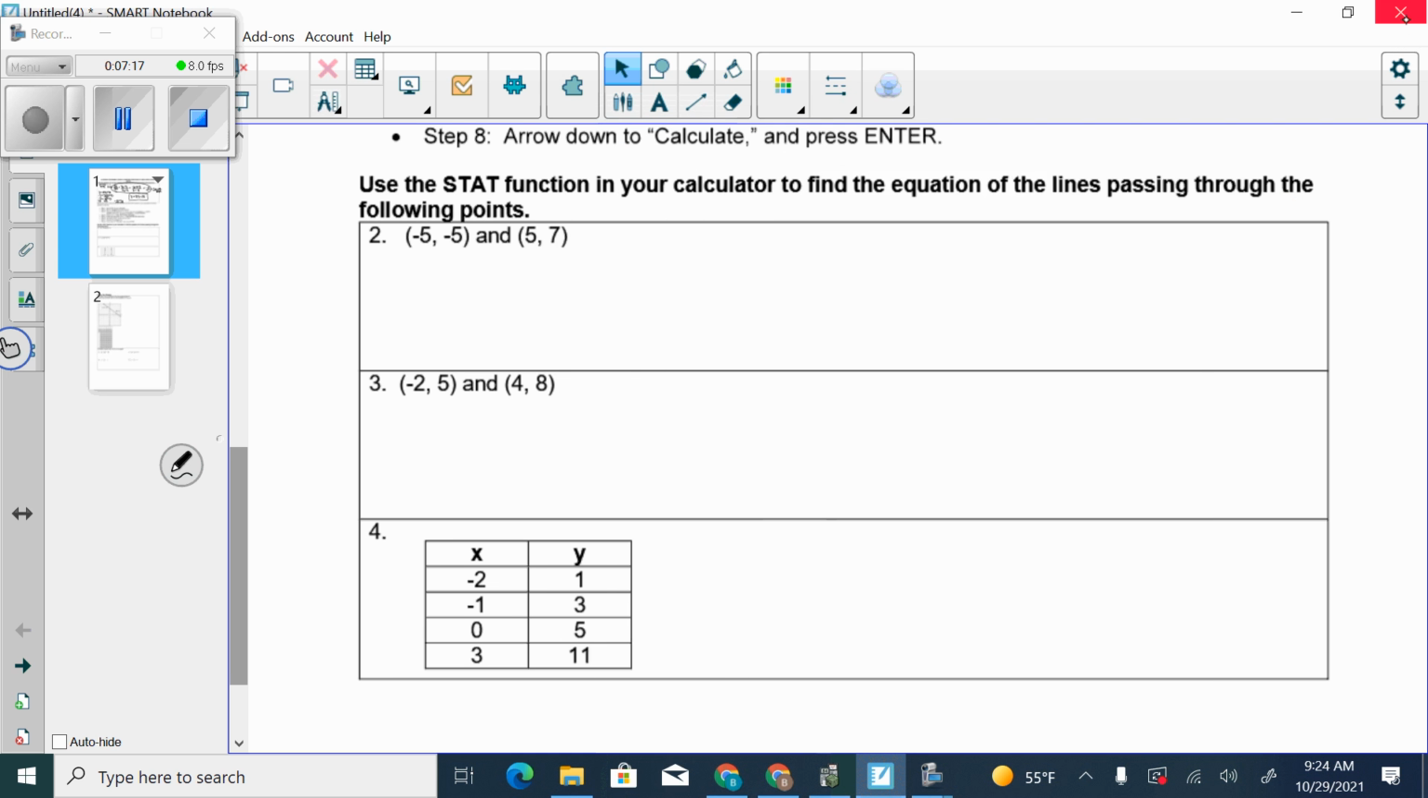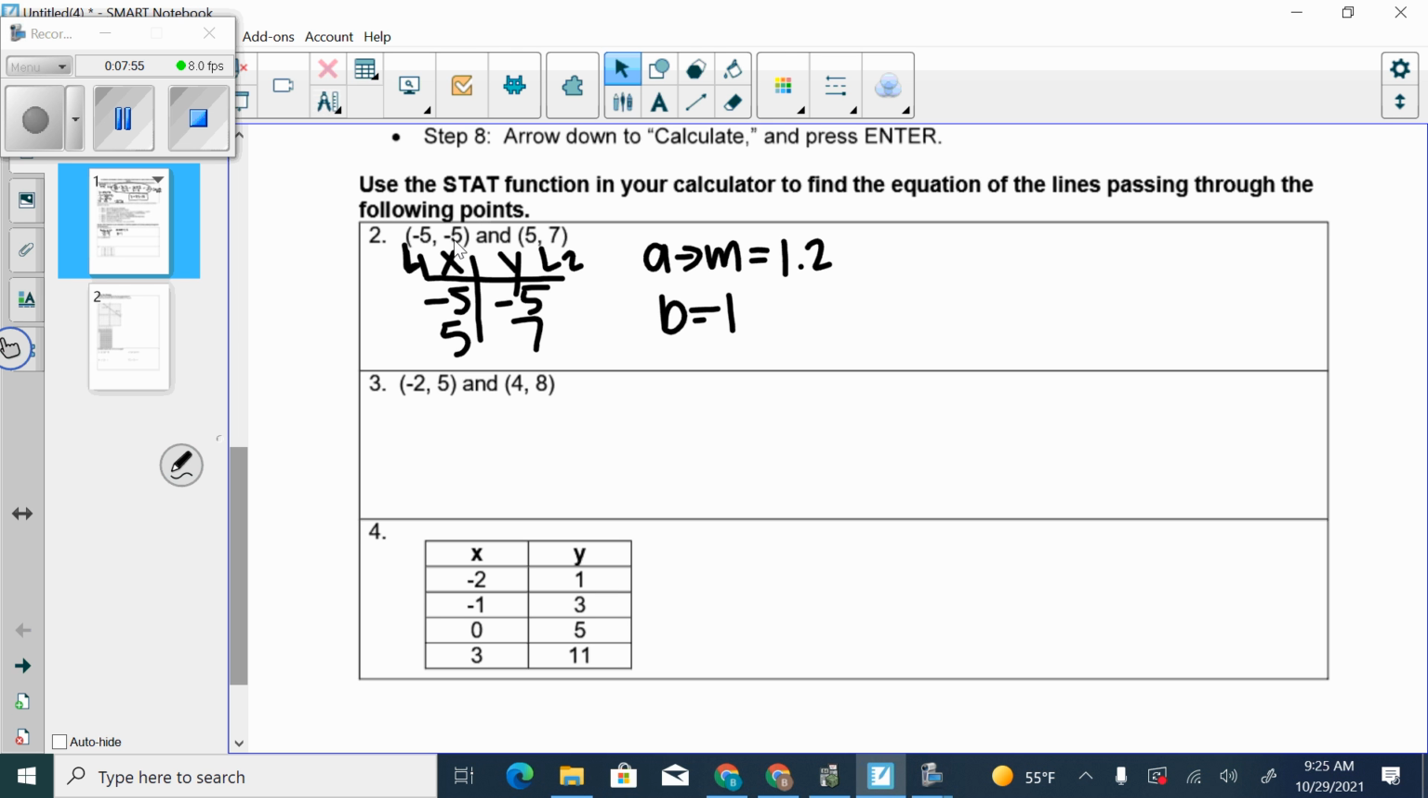So all we did here was type our x values in list 1, which were -5 and 5. This is in L1 there. And then we typed our y values in list 2, which were -5 and 7. And once we followed all those steps up there, we ended up getting that a, which is the same thing as m, remember, was equal to 1.2. And then we had that our b was equal to 1.